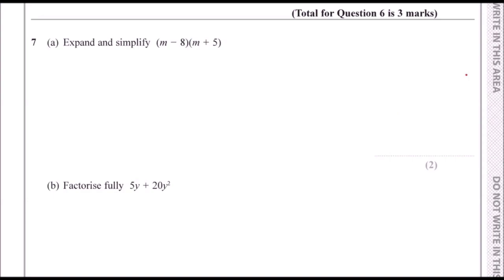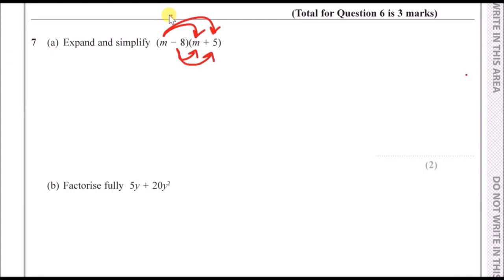Alright, number 7. So part A. Expand and simplify (m minus 8)(m plus 5). Okay, so this is just your standard double bracket, yeah? So to expand this carefully, all you got to do is multiply term by term, yeah? So here we do m times m, m times 5, minus 8 times m, and minus 8 times 5.